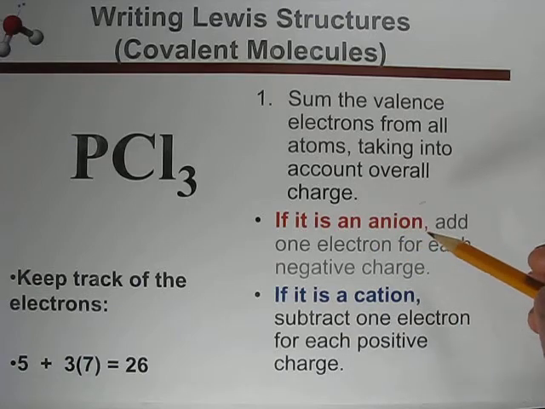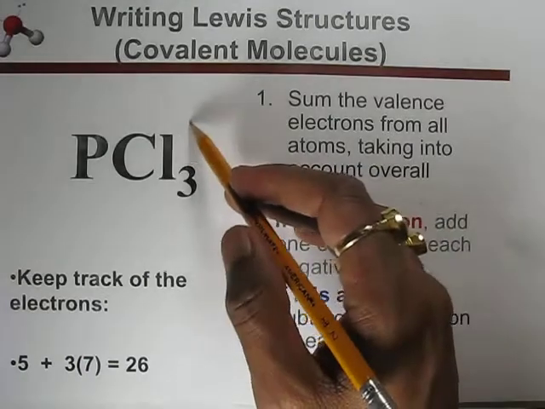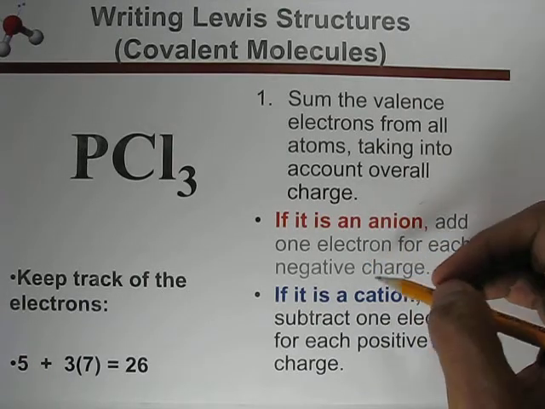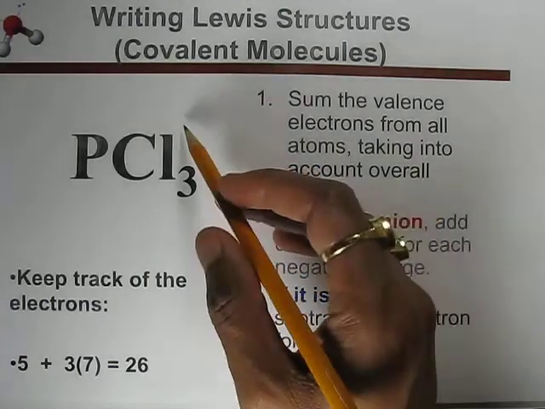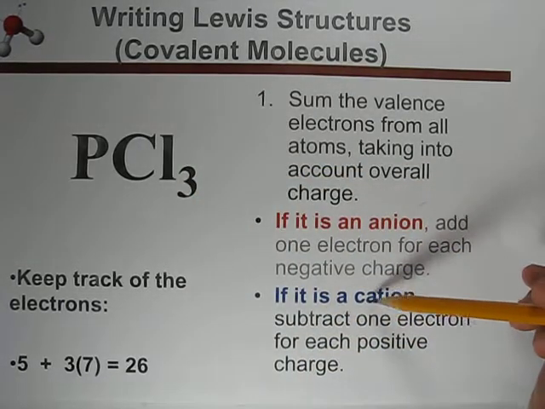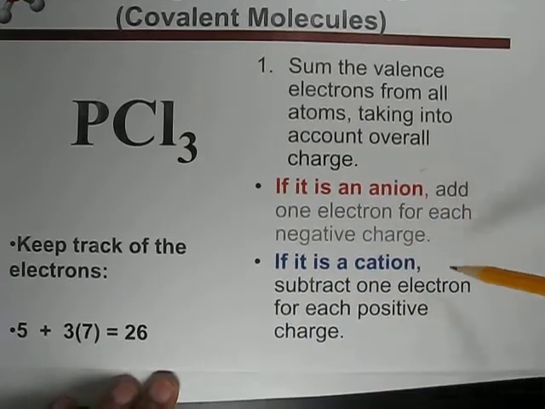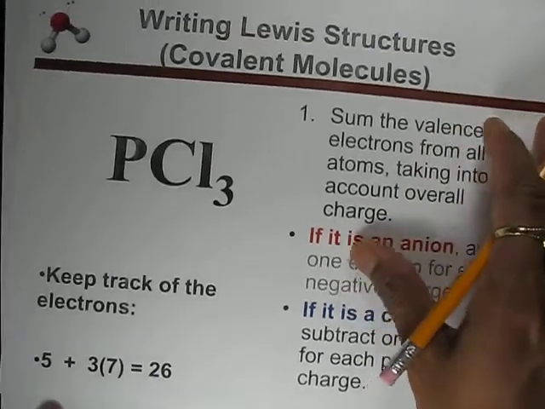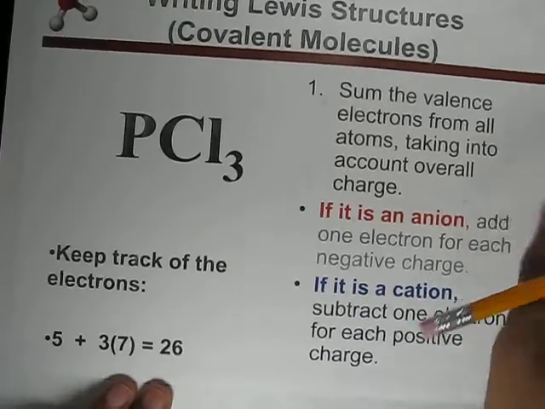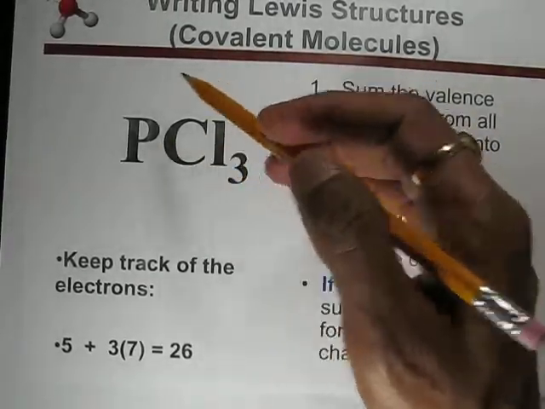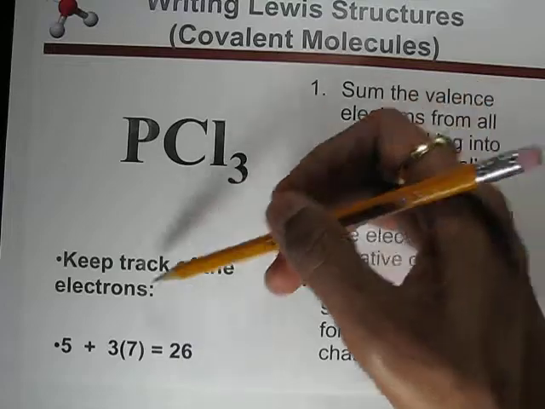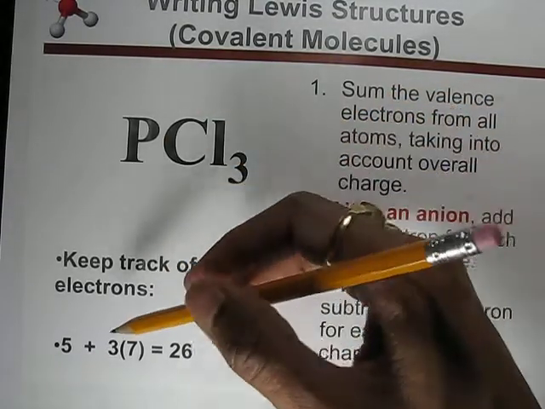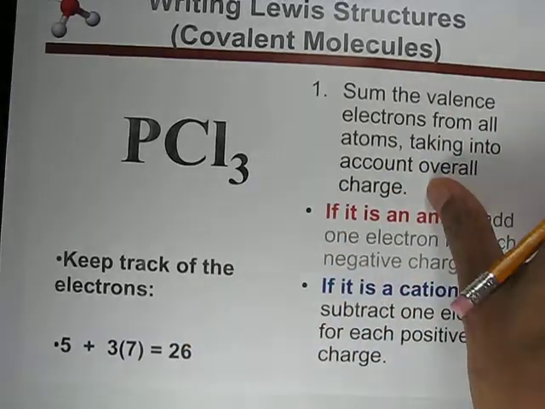If there is an anion, a negative ion, add 1 electron for each negative charge. But if it is a positive ion, a cation, then we have to subtract 1 electron for each positive charge. In the case of PCl3, phosphorus has 5 electrons and chlorine has 7 electrons. We are talking only about the valence electrons. So the total will be 26 electrons.